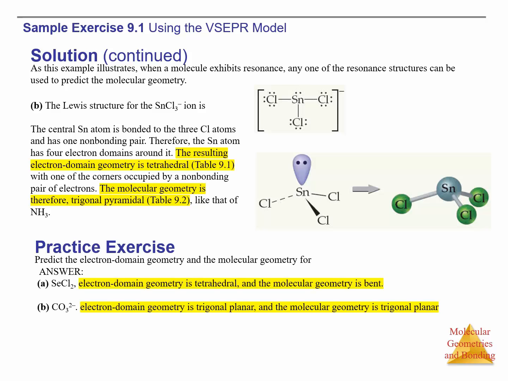And also you can see this practice exercise: predict the electron domain geometry and the molecular geometry for SeCl2 after drawing the Lewis structure and using tables 9.1 and 9.2. We determined that the electron domain geometry is tetrahedral, whereas the molecular geometry is bent. For CO3 2-, the electron domain geometry is trigonal planar, and the molecular geometry is also trigonal planar.